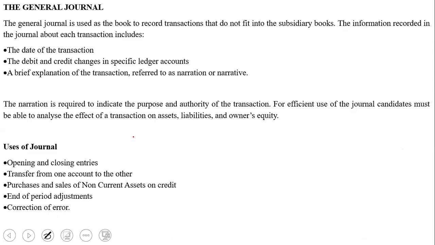So from here now, what are the uses of journal? This is very important as we move to higher classes. When talking about journal, it's used for opening and closing entries, transfers from one account to the other, purchase and sales of non-current assets, and end of period adjustments. You would have done this in your earlier class in year one, in BED 111 and 121 and other prerequisites. But this, you can now see errors and correction.